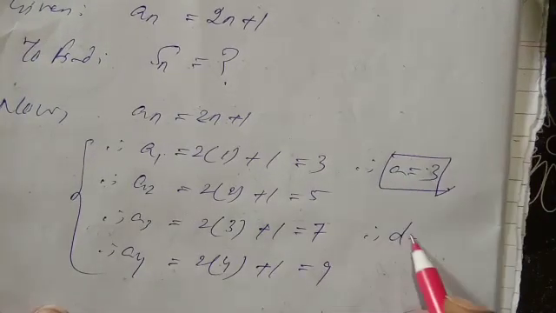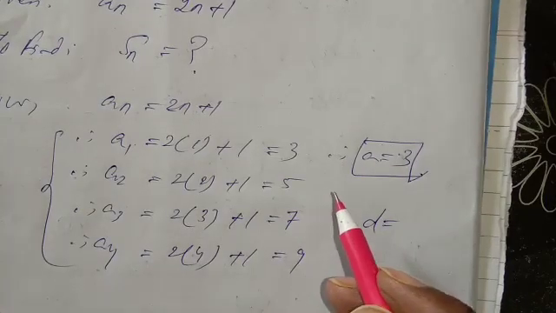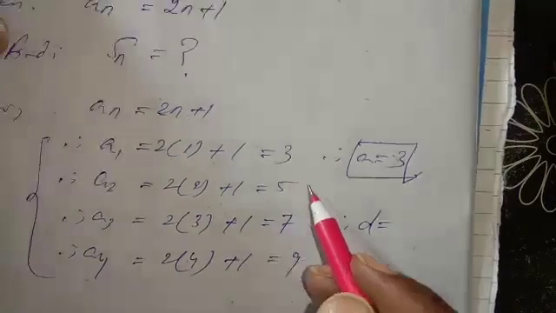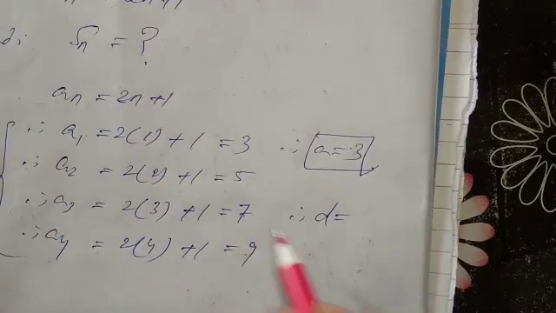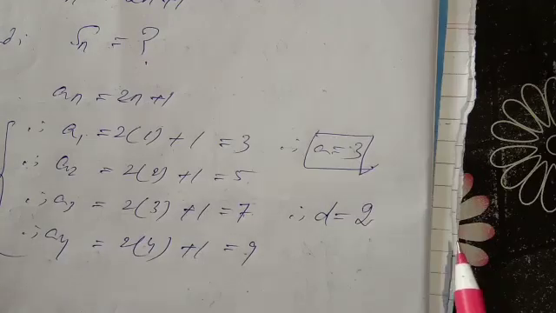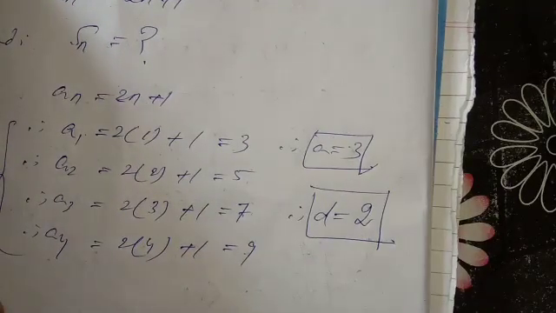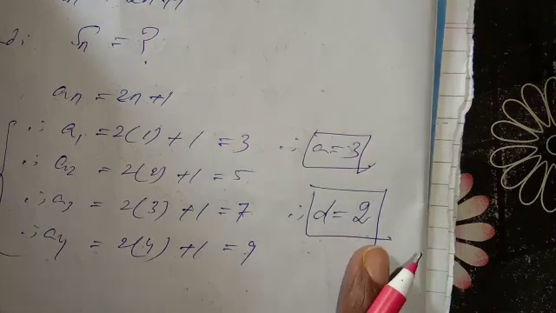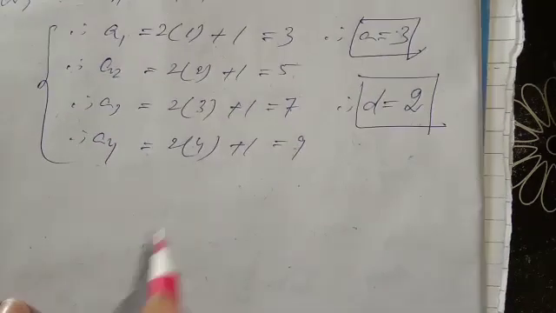After finding the first 4 terms, you can easily find d. The common difference is the difference between consecutive terms: the second term minus the first term, 5 minus 3, or 7 minus 5, or 9 minus 7, which is equal to d. After finding a and d, a equal to 3 and d equal to 2, you have to find Sn, the sum of n terms.